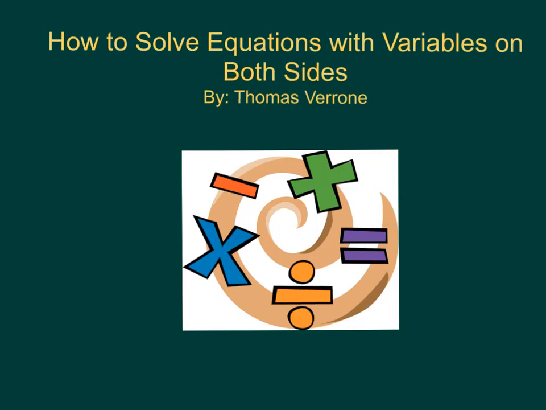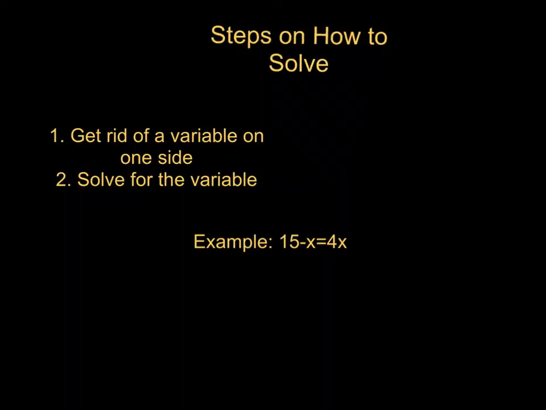Hello, so today I'm going to show how to solve equations with variables on both sides. So the first step is to get rid of a variable on one side, and then you have to solve for the variable. So for this example here, it's 15 minus x equals 4x. So what you would do, you would get rid of the x. So you would add x to the other side to get rid of it.